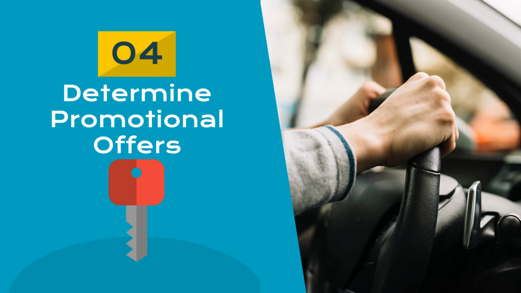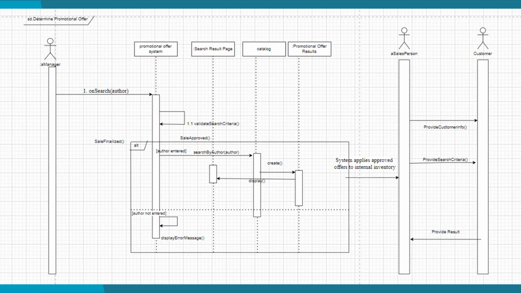Our fourth and last diagram is for Determine Promotional Offers. The fourth step is to determine promotional offers. First, the manager needs to go to the promotional offer system, go to the search result page and catalog, then search for promotional offer results, and the manager himself has to edit and approve these promotional offers. Then the system will approve the offers to this internal inventory.